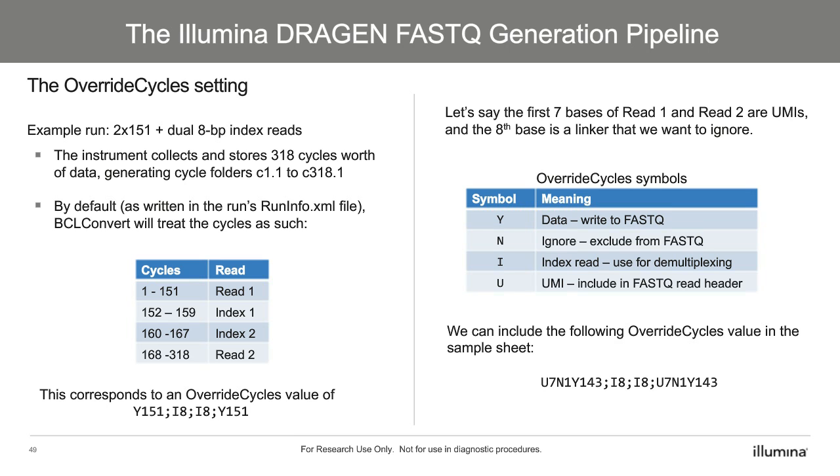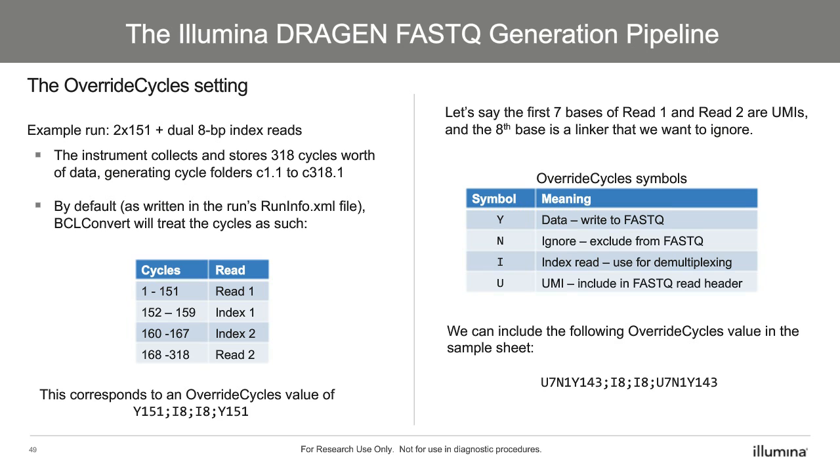And what this does is when we indicate that a cycle is going to be a UMI cycle, it's going to take that sequence and add it to the header of the FASTQ file. So for this specific example, our override cycles value is going to look like this. U7 for the first 7 bases of the UMI in read 1, N1 to ignore that 8th base or that linker sequence, and then Y143, which is going to be our actual read 1 data.